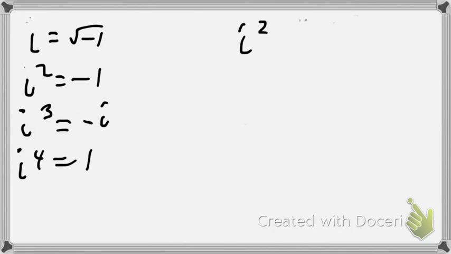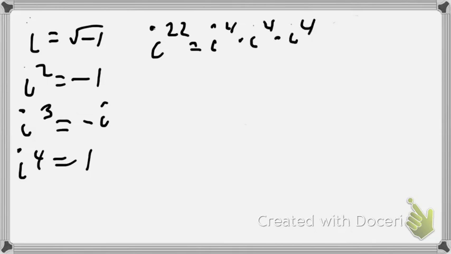So let's do i to the 22nd. And I'm going to need a little bit more room for this one. Let's rewrite this as many times as we can using i to the fourth. So i to the fourth times i to the fourth times i to the fourth. So 4 and 4 and 4, that's 12. Times i to the fourth times i to the fourth. So what do we got now? 1, 2, 3, 4, 5. So that's 20. Then times i to the second.